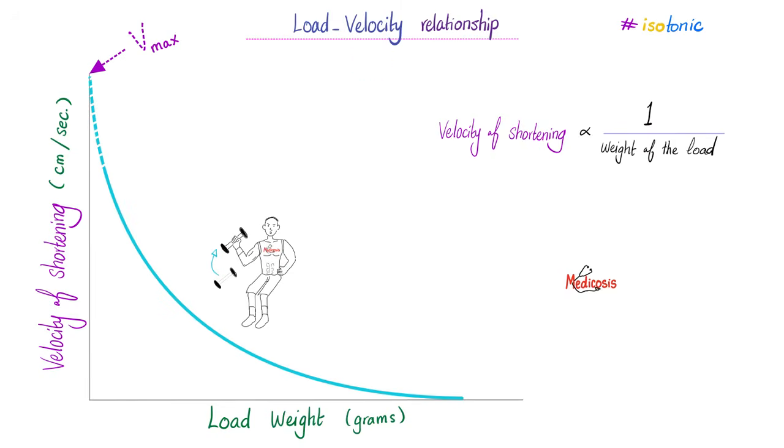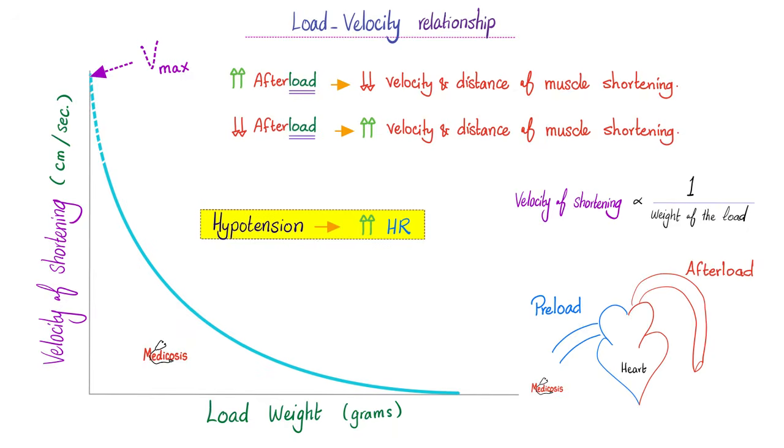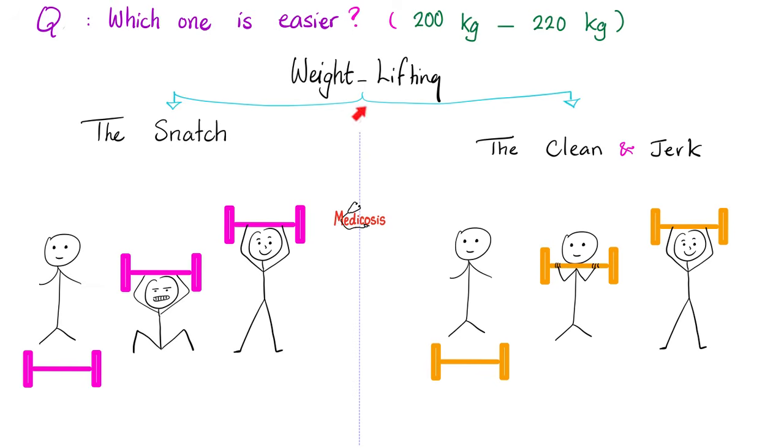When it comes to the afterload, the greater the load that you add on top of the heart, what's going to happen to the velocity of shortening, i.e. the contraction, shortening of muscles? It goes down. It's an inverse relationship. Translation: the greater the afterload, the lower the stroke volume, and vice versa. Afterload is evil. Quiz time.